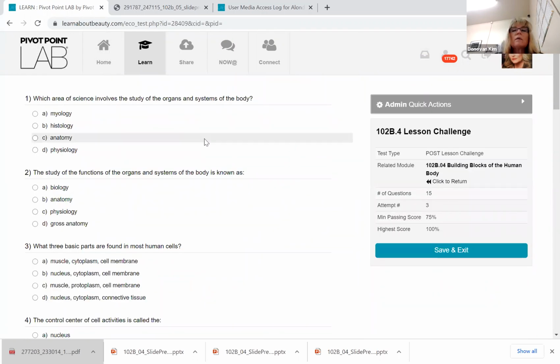Okay. The area of science involves the study of organs and systems of the body. Go ahead, Nick. Which one's that? Number 1. D. Which one? It's a chapter we're in, right? Anatomy.